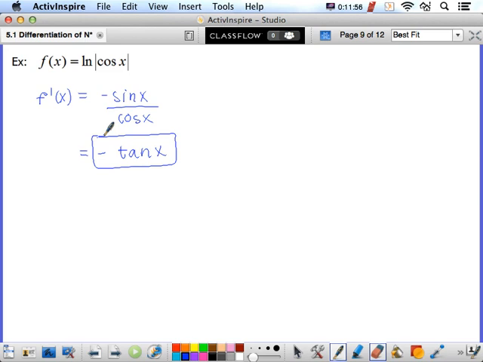And that pretty much wraps up differentiation of natural logs. And in a moment, we're going to look at a couple of applications to the derivative.